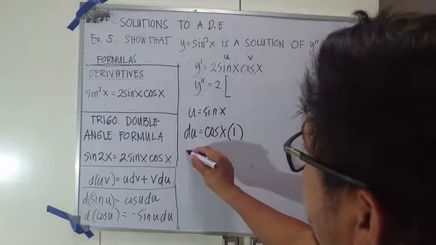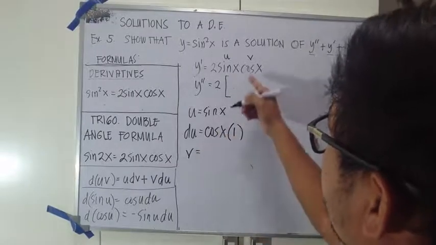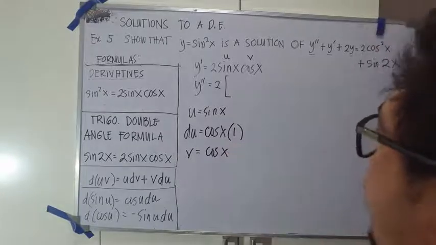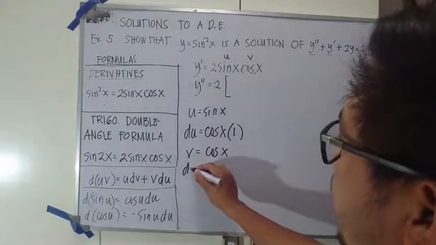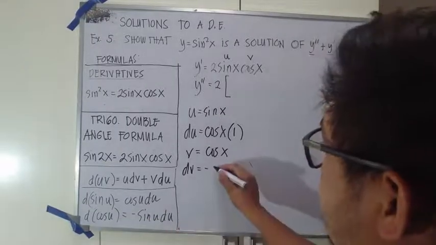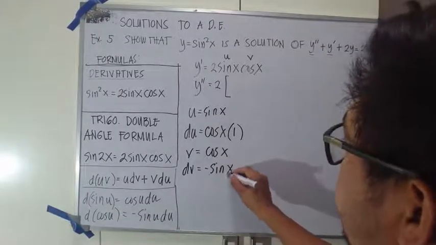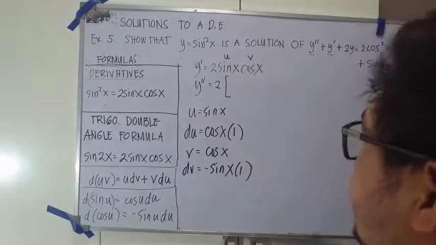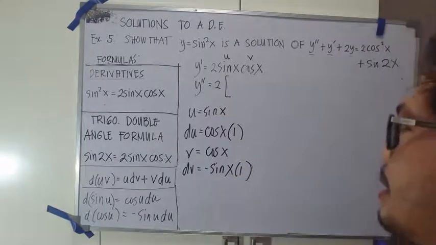Punta tayo sa v. What is your v? V is your cosine of x. Okay? So, what is your derivative of v? This is negative sine of x, then multiplied by the derivative of x is equals to 1. So, this is simply negative sine of x.